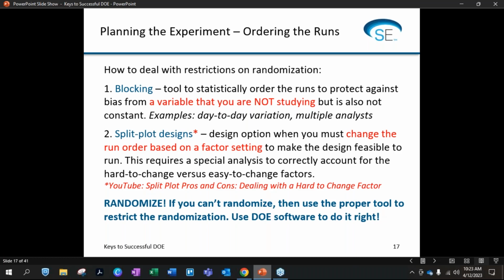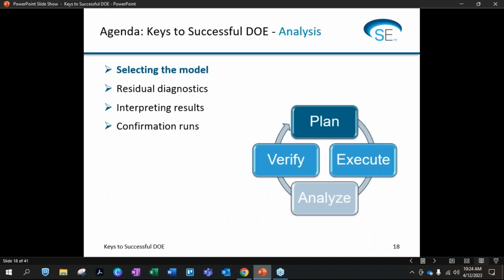Above all, randomize. If you can't randomize, then at least use the proper tool to restrict the randomization, but set it up in the design of the experiment. Use the DOE software to design it correctly to make the analysis better. Okay, so those were keys to designing the experiment.